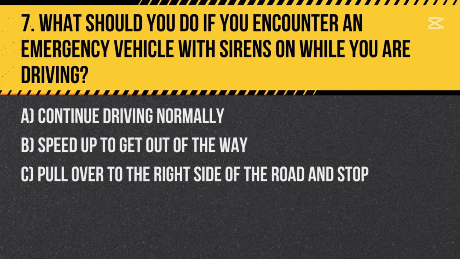Question 7. What should you do if you encounter an emergency vehicle with sirens on while you are driving? A. Continue driving normally. B. Speed up to get out of the way. C. Pull over to the right side of the road and stop.